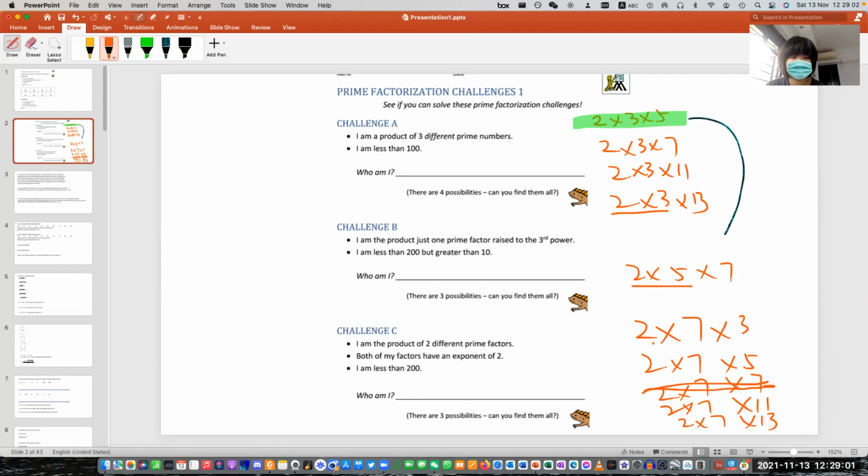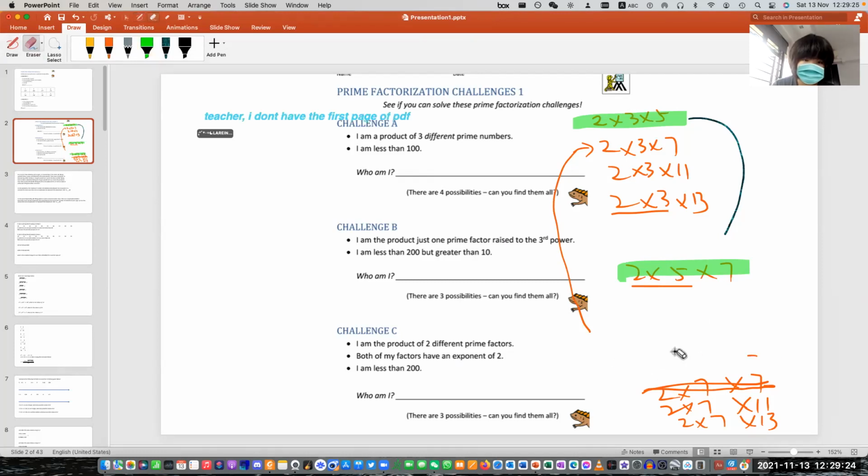So you just test. 2 times 7 times 3 is one of this, right? 2 times 3 times 7, so it's the same thing. So you don't count it twice. So that you have to remove it. 2 times 7 times 5 is the same as above here. Can you see? Okay, so you cannot count it twice. So you just drop this.